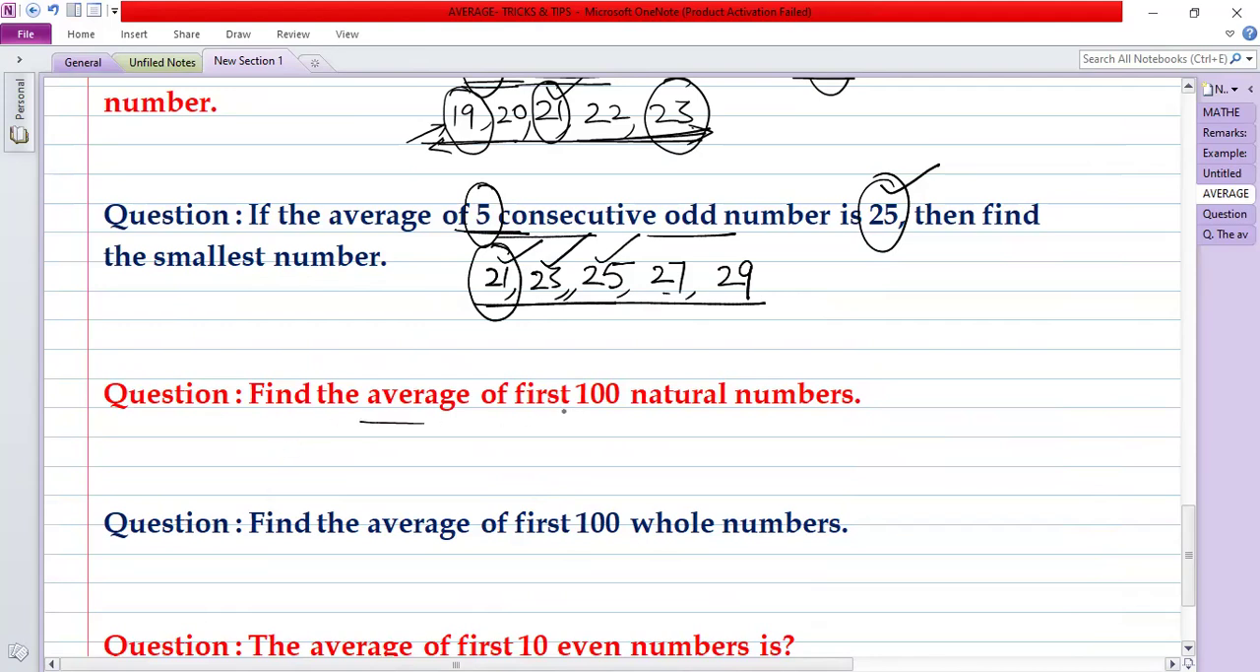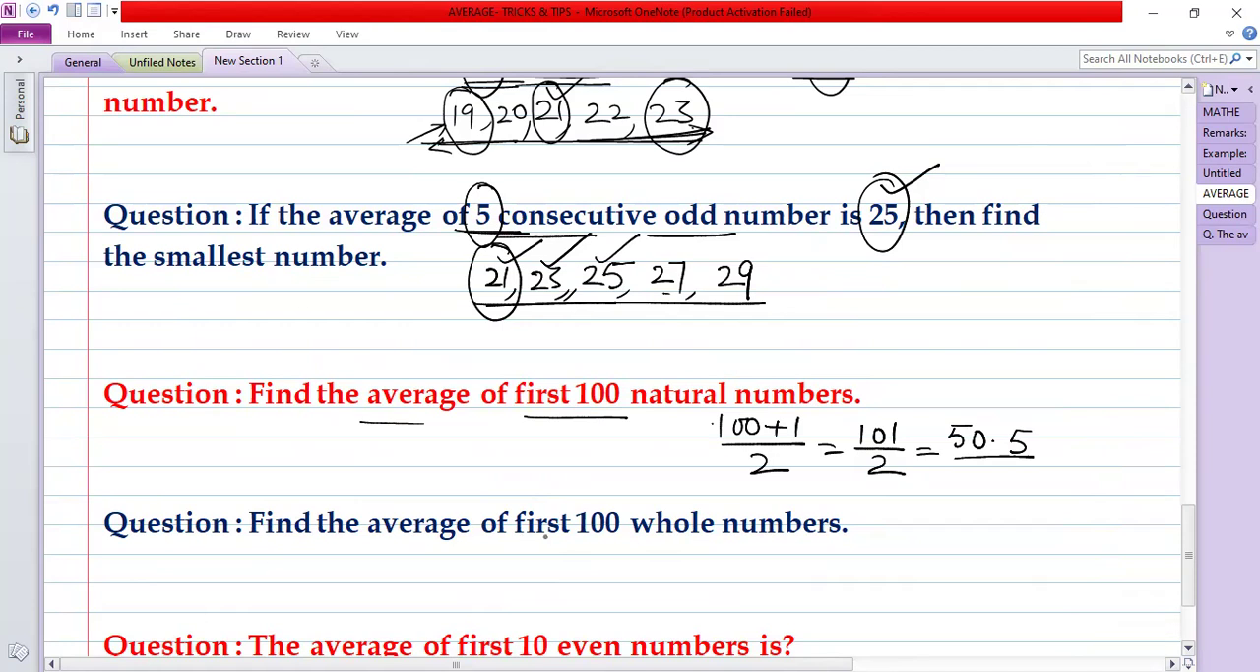And find the average of the first 100 natural numbers. This we have already done: it will be n plus 1, where n is 100, so 100 plus 1 divided by 2, which means it will be 101 by 2. So this will come out to be 50.5.